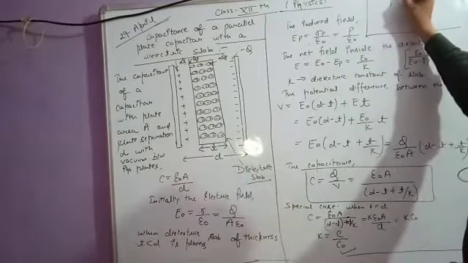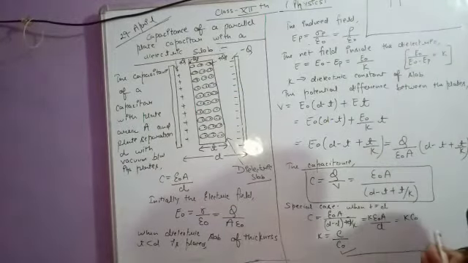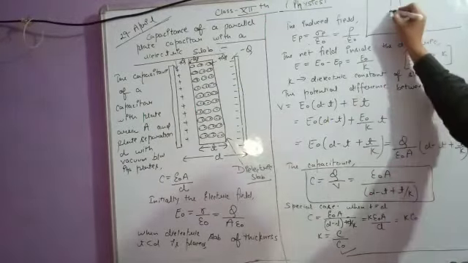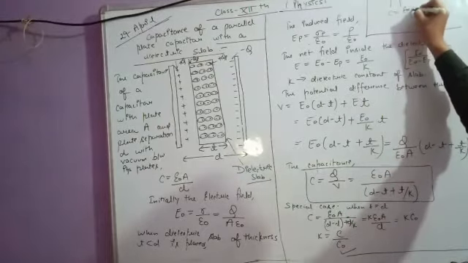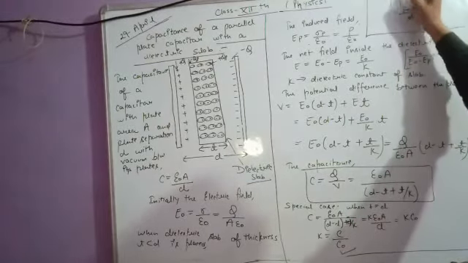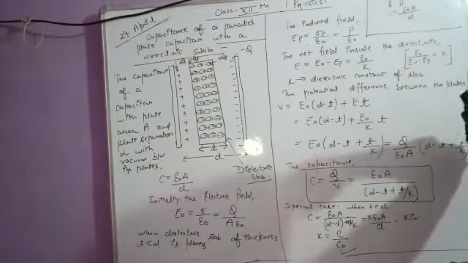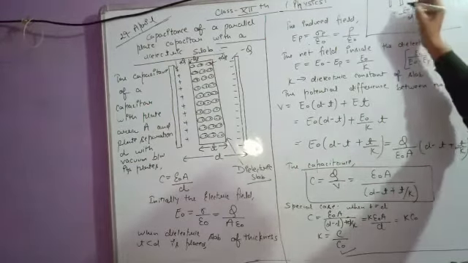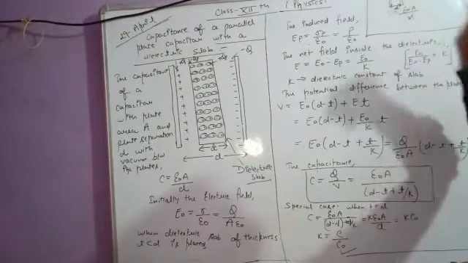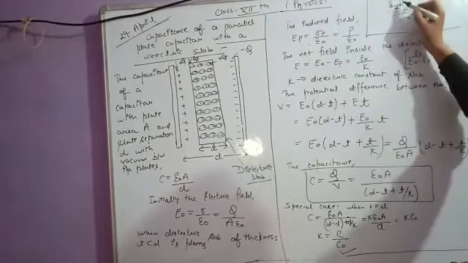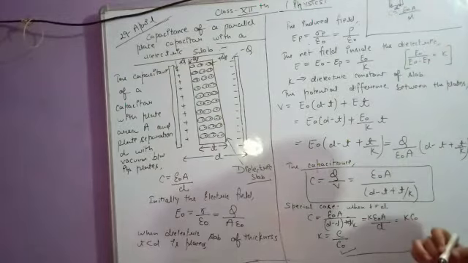So for a capacitor, we calculated the capacitance and the capacitance was epsilon naught A upon D. What was A here? A was the area of cross section of the capacitor and D is the distance between the two plates. Okay. And how do we increase the capacitance of a capacitor?